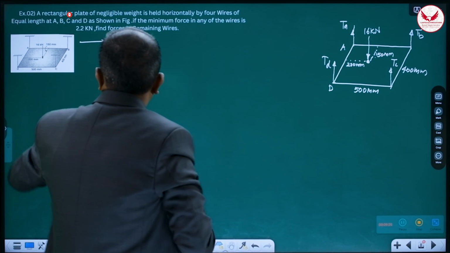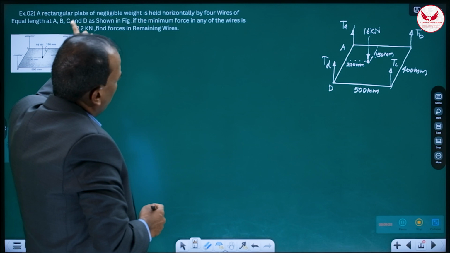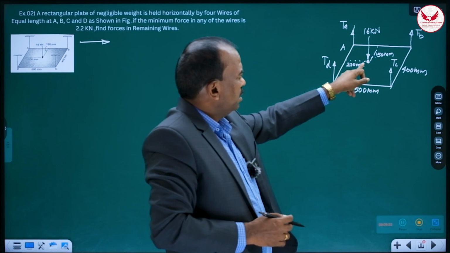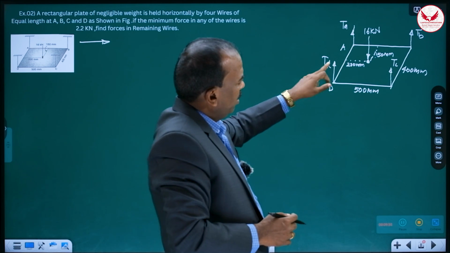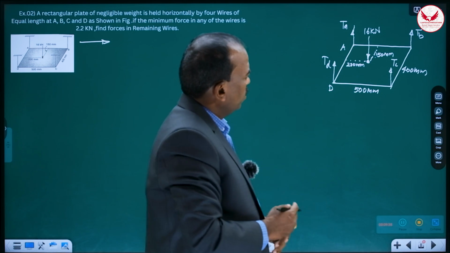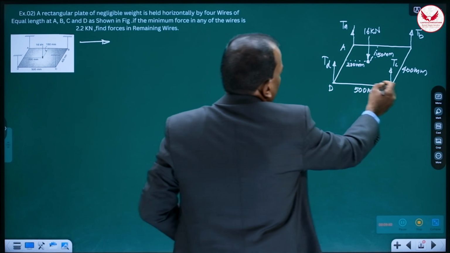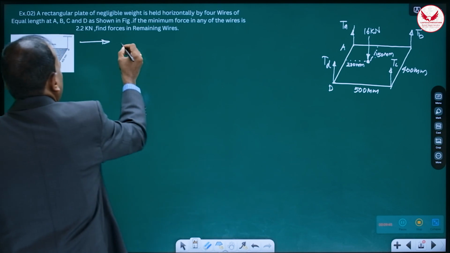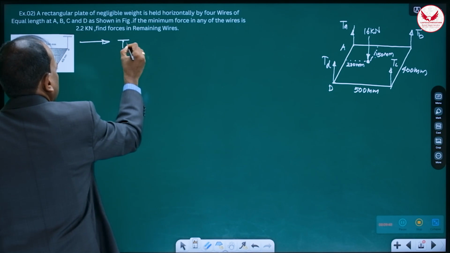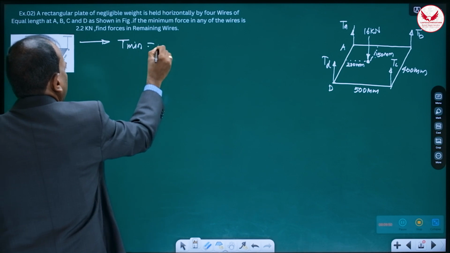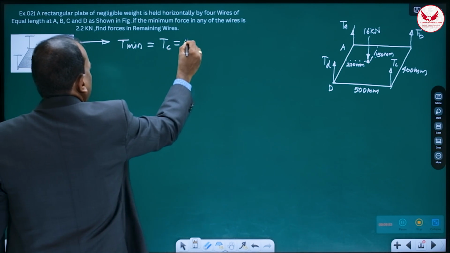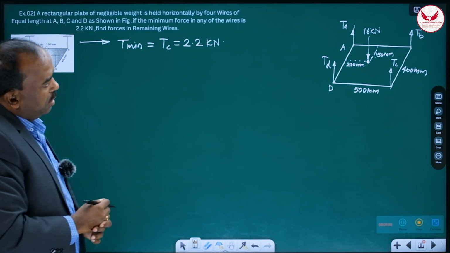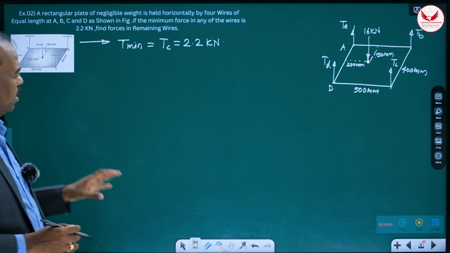So out of this, one is known, 2.2 kilonewton minimum. Then if this weight is acting at this place, the minimum tension will be in the wire which is most away from it. And that most away corner over here, it is TC. Hence, T minimum is going to be TC. It is going to be 2.2 kilonewton. Means one answer we got. Taking this decision is also very important in this problem.